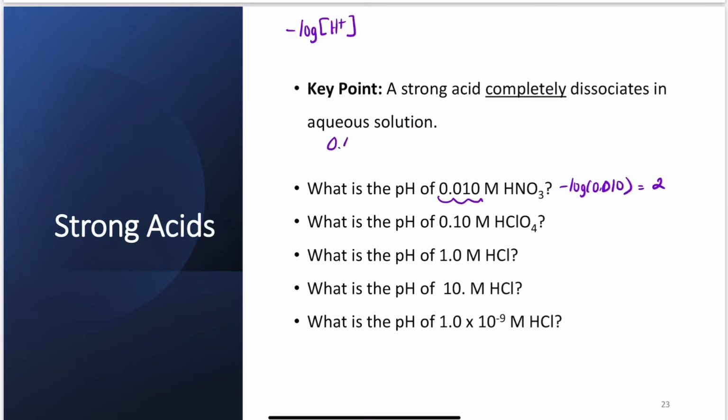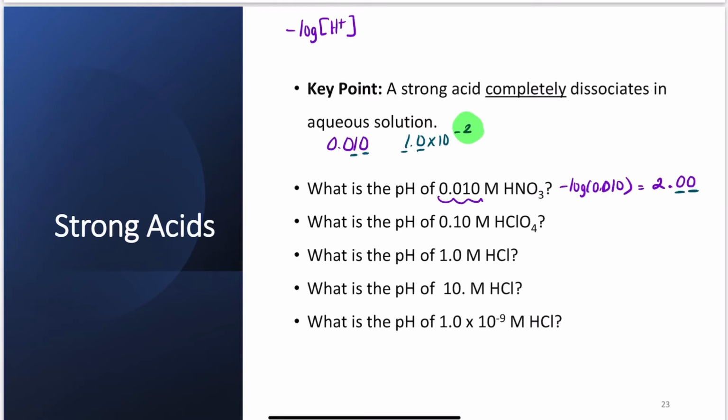In this value, 0.010, I have 2 sig figs, 1 and 2. Remember, leading zeros are not significant. If you're unsure, put this into scientific notation. I have two sig figs. Because I have two sig figs, I need to say 2.00, because your sig figs are always the number after the decimal place. That 2 represents the log. So 2.00 is my pH if I have a 0.010 molar HNO3 solution.